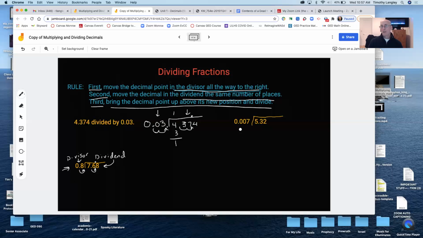All right, over here, like a James Bond movie, I've got 007. It's 3 places, so 1, 2, 3, move it 3 places. This is a good example because notice the problem I've got here. 1, 2, what do I do now? I'm going to fill in a 0. However many zeros you need, fill it in. 3, and so it's right there. Put it above in the problem. Now I'm dividing 7 into 5,320, basically, and that'll give me the correct answer. So those are the steps for dividing decimals.